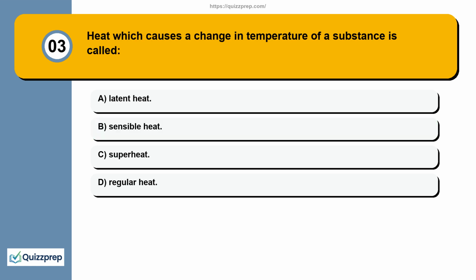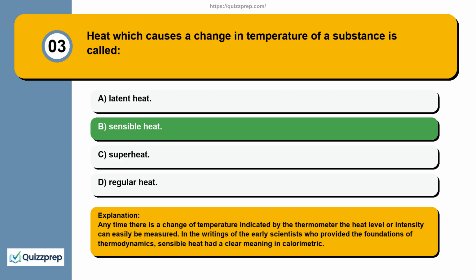Question 3. Heat which causes a change in temperature of a substance is called: latent heat, sensible heat, superheat, regular heat. Anytime there is a change of temperature indicated by the thermometer, the heat level or intensity can easily be measured. In the writings of the early scientists who provided the foundations of thermodynamics, sensible heat had a clear meaning in calorimetric.